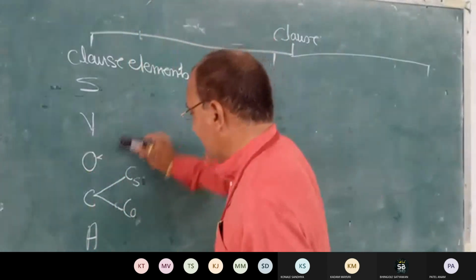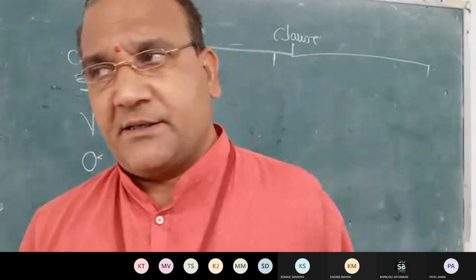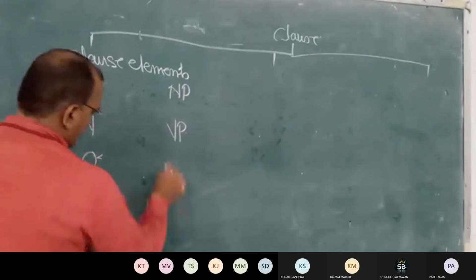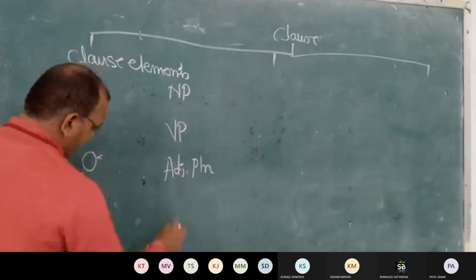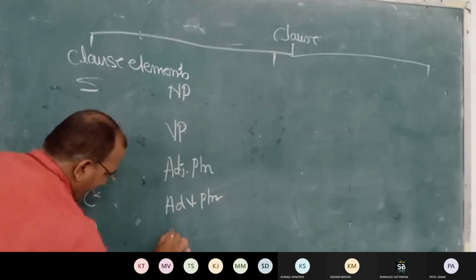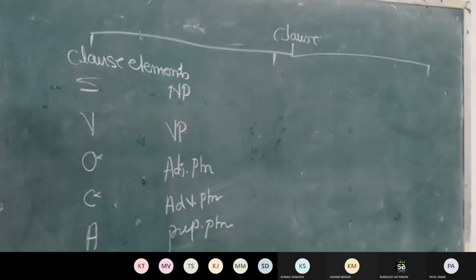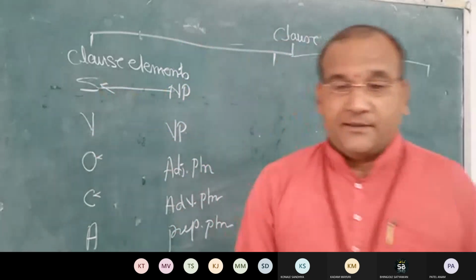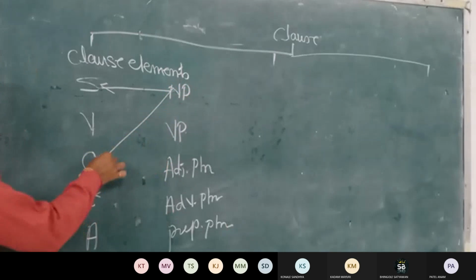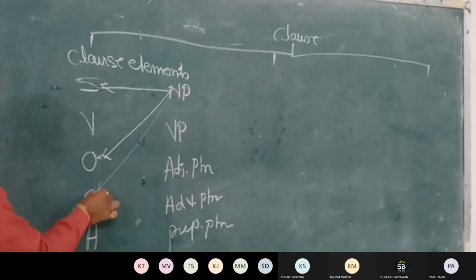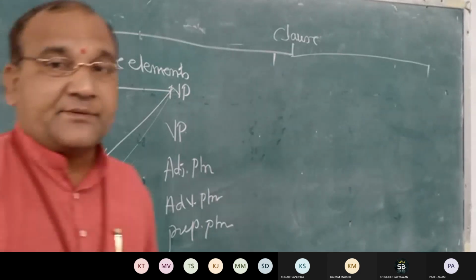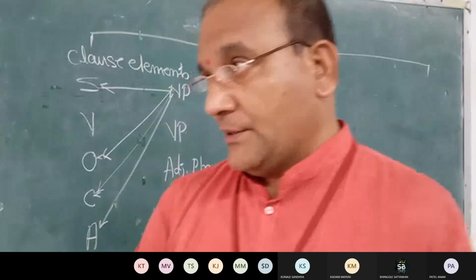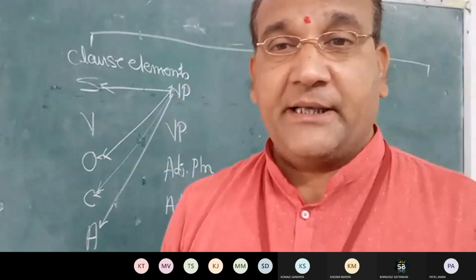All right. Now, we had five clause elements. Similar way, we had five phrases: NP, VP, adjective phrase, adverb phrase, and prepositional phrase. Right? NP can function as subject. NP can function as an object, direct or indirect. NP can function as complement, subject complement or object complement, and sometimes NP can function as adjunct or adverbial also. So maximum functions in a clause are performed by NP.